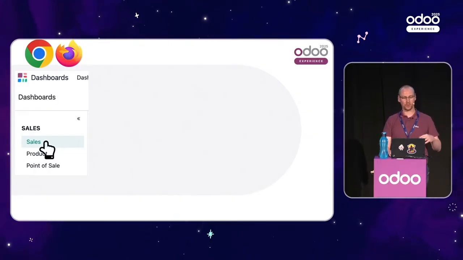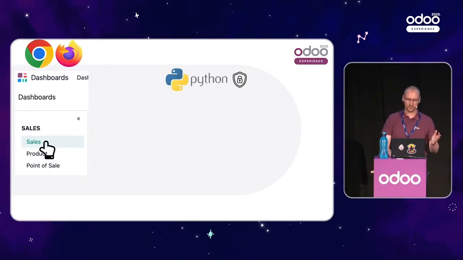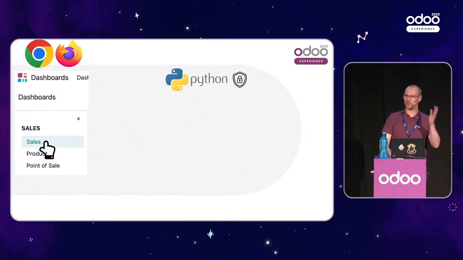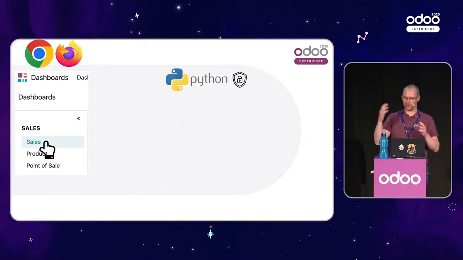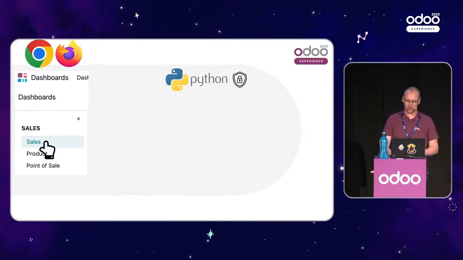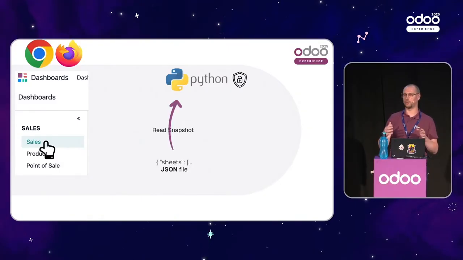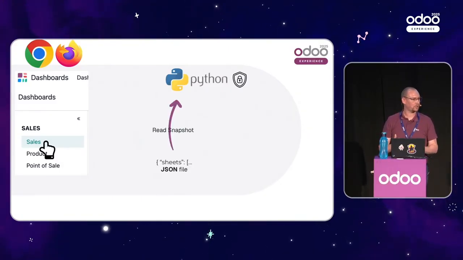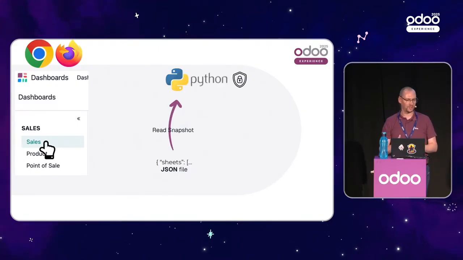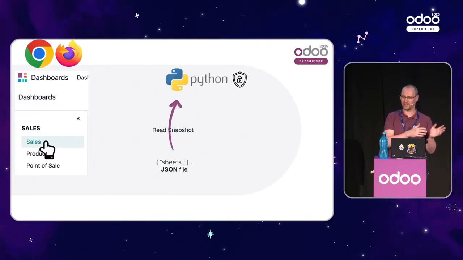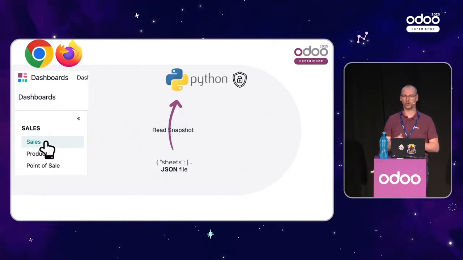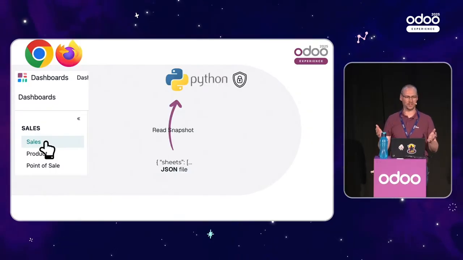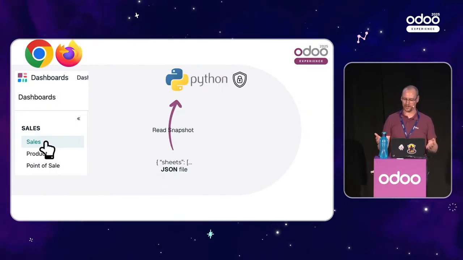So let's say you want to open a dashboard, a sales dashboard. The first thing that Odoo will do is go to Python, load the action and look up the dashboard. And the dashboard is composed of two parts. The first part is what we call a snapshot file. It's a JSON file. It contains the definition of everything that is in the spreadsheet. So the bigger your spreadsheet is, the bigger your snapshot file is.